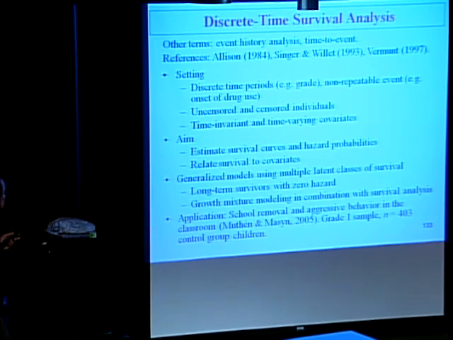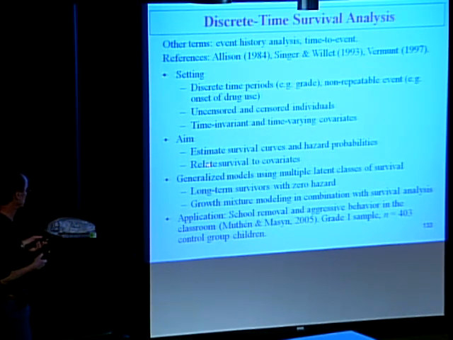So the first setting we're going to consider is discrete time periods, for instance, grades, like we saw in the TOCA data. And we're going to consider a non-repeatable event, an event that can only happen once. Onset of drug use, for instance. The aim is to estimate survival curves and hazard probabilities and relate survival to covariates.